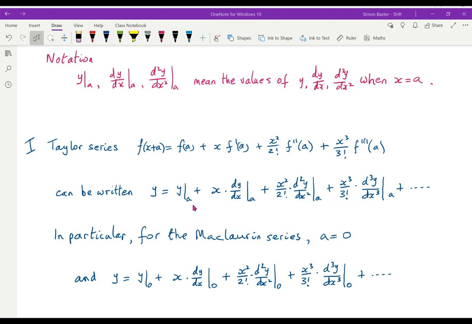In particular, if we put a equal to 0, we get the Maclaurin series, and we can use y is y when x is 0, plus x dy by dx when x is 0, and so on. Your tables, your formula booklets give you this formula. They do not write it in this form. It's not difficult to get from one to the other, and you should have no difficulty in doing that.